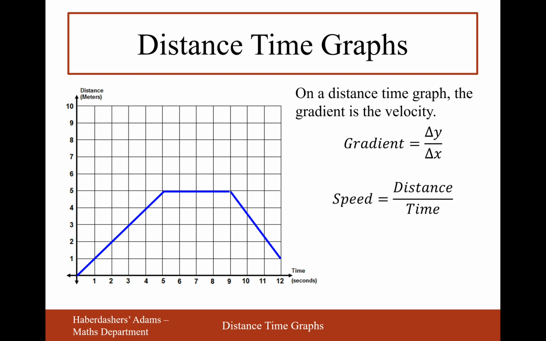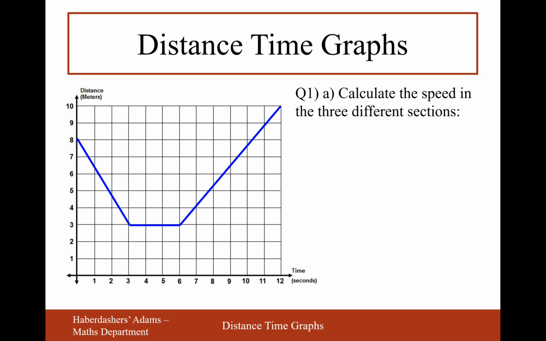What this leads to, though, is a calculation where speed is calculated by doing the distance travelled divided by the time it took to travel that distance. And if you were to do an average speed, that would be the total distance travelled divided by the total time it took to travel that distance. So what we're going to do now is part 1, which is a calculation of the speed in the 3 different sections of this diagram here.